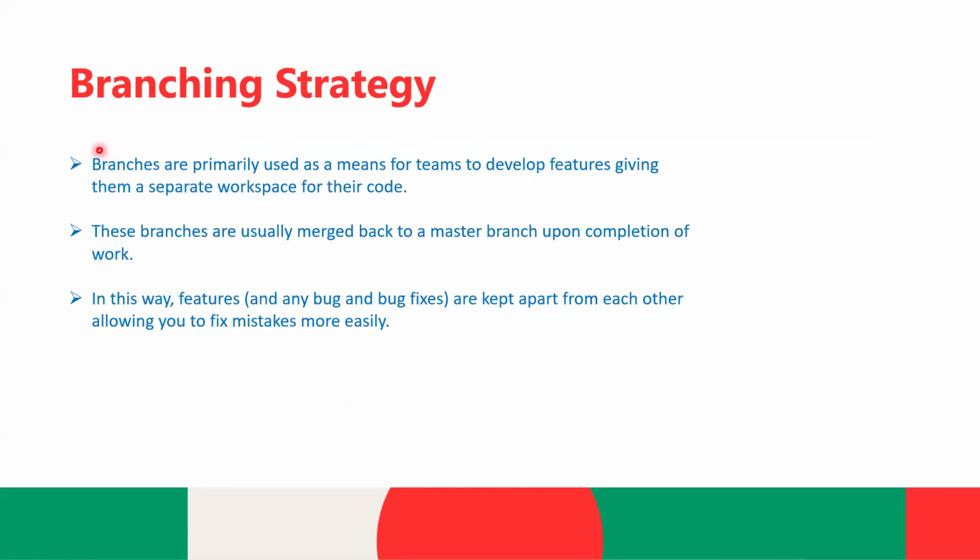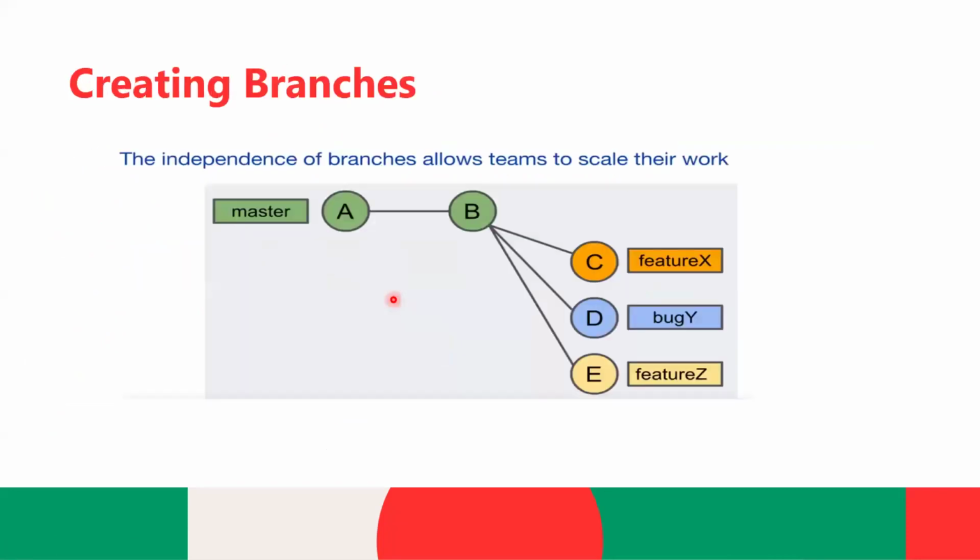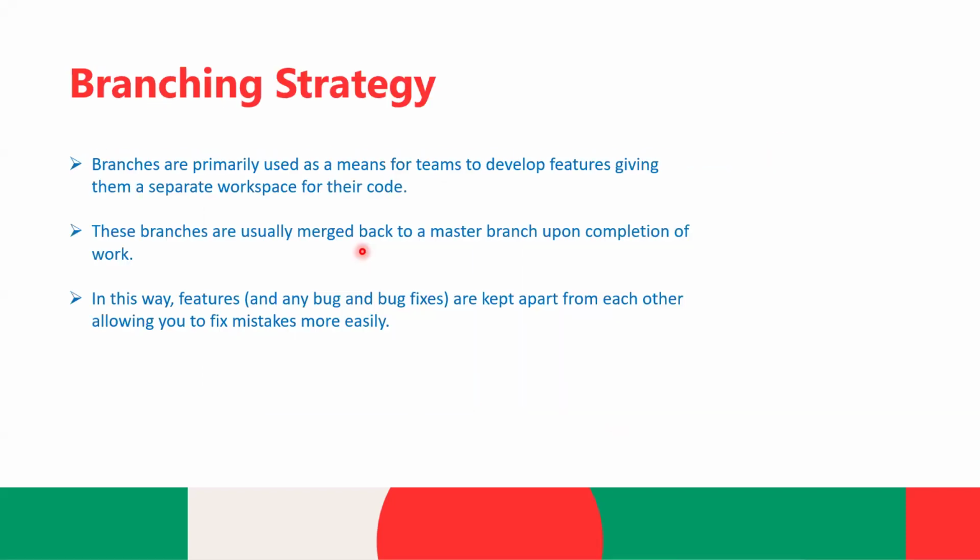So here it is written about the branch. Branches are primarily used for developing features, giving them a separate workspace for their code. Again, this is a feature branch. They create a feature branch and then push their changes. This is from the developer perspective. This branch is eventually merged back to master, as I explained in the previous image. Developers create their feature branches, want to push their feature changes, and then need to push back to master. And then the conflict scenario that I and Ravi explained, based on that diagram. In this way, features are kept apart from each other, allowing you to fix mistakes more easily.